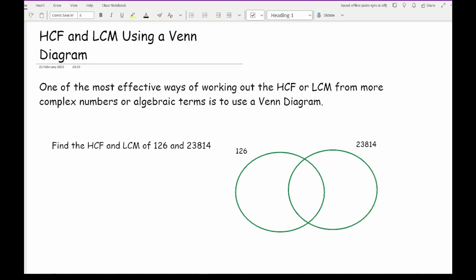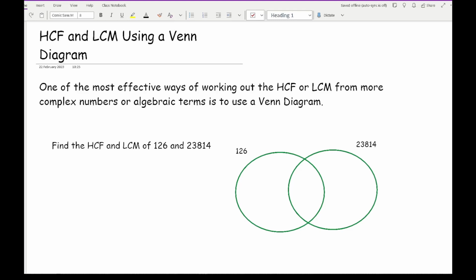Now, one of the most effective ways of working out the highest common factor or the lowest common multiple from more complex numbers or bigger numbers or even algebraic terms is to use a Venn diagram. Now, looking at this example, it's asking us to find the highest common factor and the lowest common multiple of 126 and 23,814.